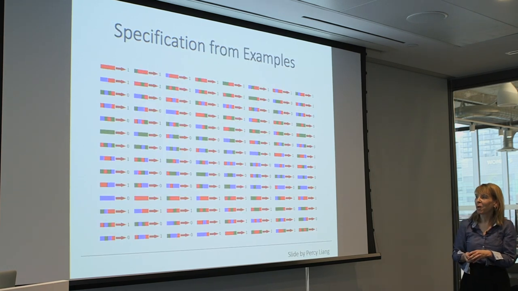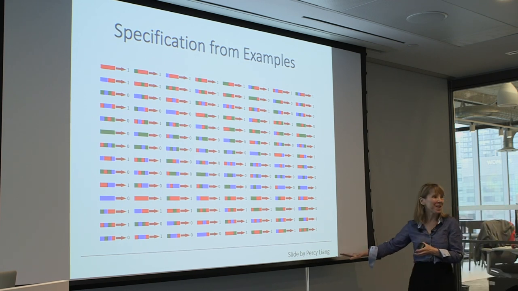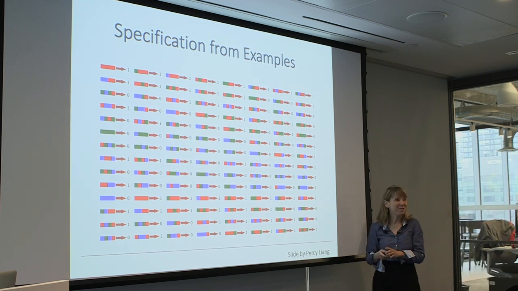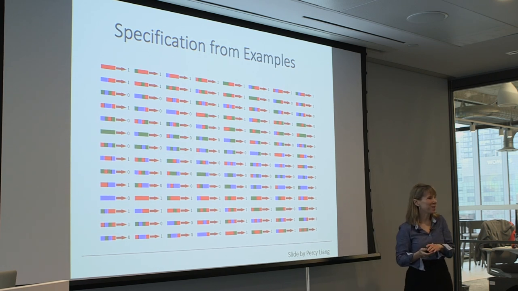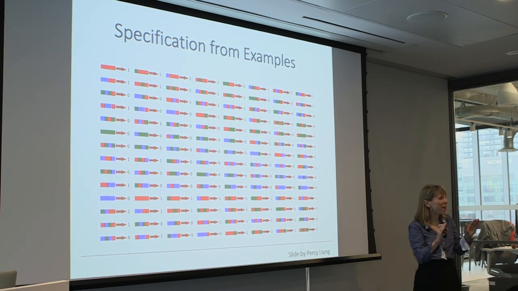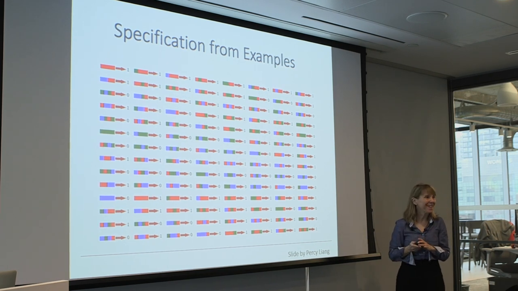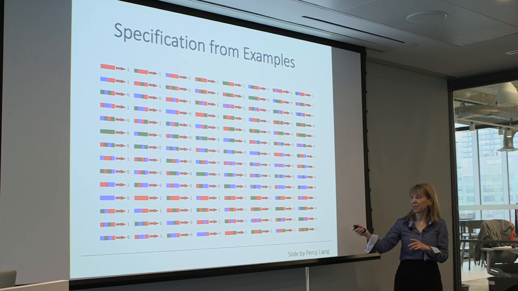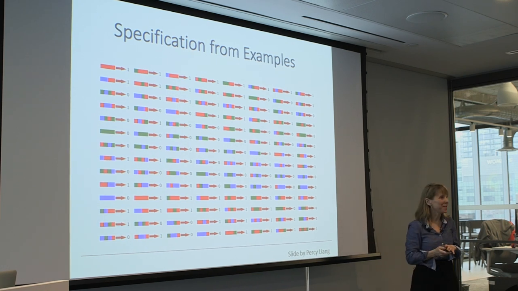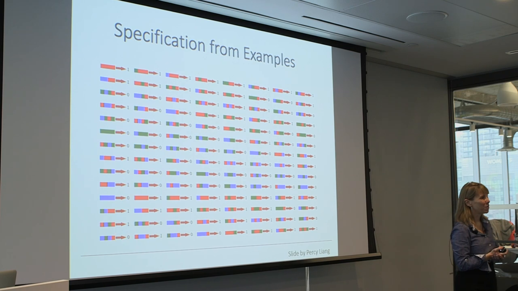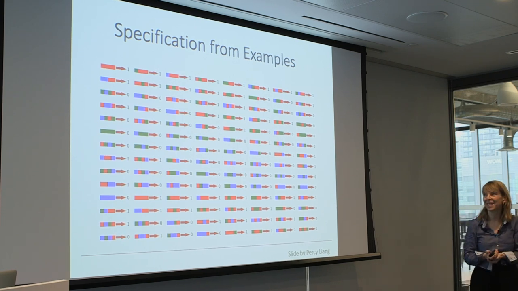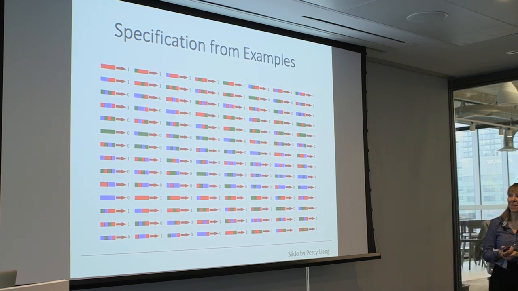I want to motivate it with a slide that I got from Percy Liang. I don't know whether anybody else saw Percy Liang give a talk, and if you did, you know the answer to this question. But for those of you who were not here at Percy Liang's talk, the question is, look at this pattern and try to tell me what the pattern is. You see the different patterns are labeled with ones or zeros. The zeros are the negative examples and the ones are the positive examples. What's the pattern?